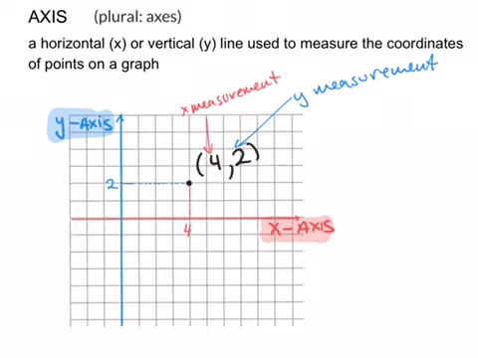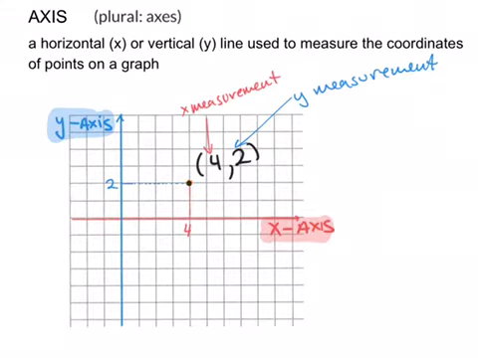Your three vocabulary terms are going to be axis, scale, and unit. Let's start with axis. This entire picture here is a graph, and there are various things going on in this graph. A very important part of this graph is the set of axes, shown in red and blue. An axis is just a horizontal or a vertical line used on a graph to measure the exact location of any point on that graph.